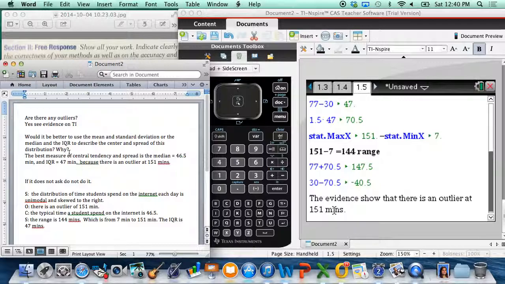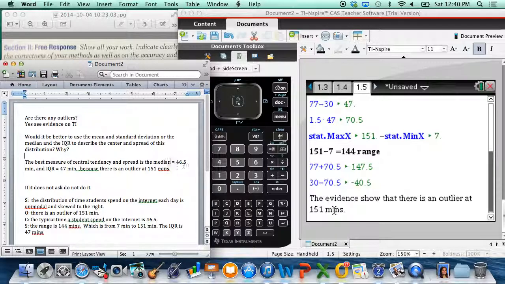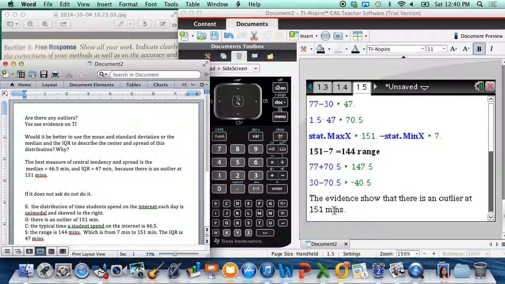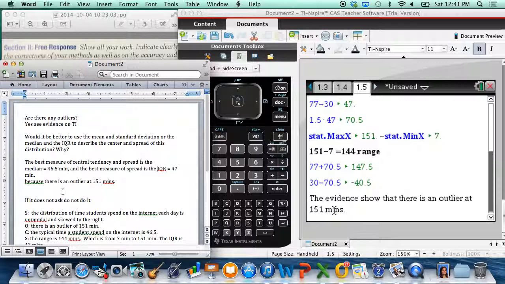So I answer the question: would it be better to use the mean and standard deviation, or the median and the IQR, to describe the center and spread for this distribution? The best measure of central tendency is the median, which equals 46.5, and the best measure of spread is the IQR, which is 47, because there's an outlier at 151.